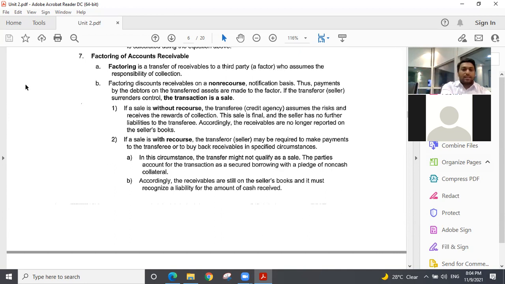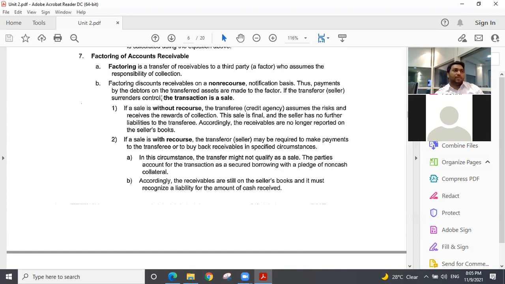So factoring is a transfer of receivables to a third party whom we call a factor, who assumes the responsibility of collection. The factoring discounts receivables on a non-recourse notification basis. Thus, payments by the debtors on the transferred assets are made to the factor. If the transferor surrenders control, the transaction is a sale. For example, when you sell your receivables to me, and I take the responsibility and you don't take the responsibility, that means you are selling your receivables to me. Whatever I collect, it is mine.